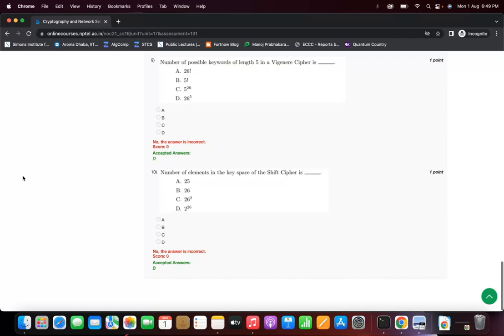So the answer is 26 to the power 5. This is not very hard to see. There are five positions, right? And for each position, there are 26 options. You can shift by 0, shift by 1, shift by 2, and so on till shift by 25. Shift by 25 is also a valid option, where A becomes Z. But shift by 26 is the same as shift by 0, because if you shift A by 26, you get back A. So there are 26 options for each position, so it's 26 to the power 5.